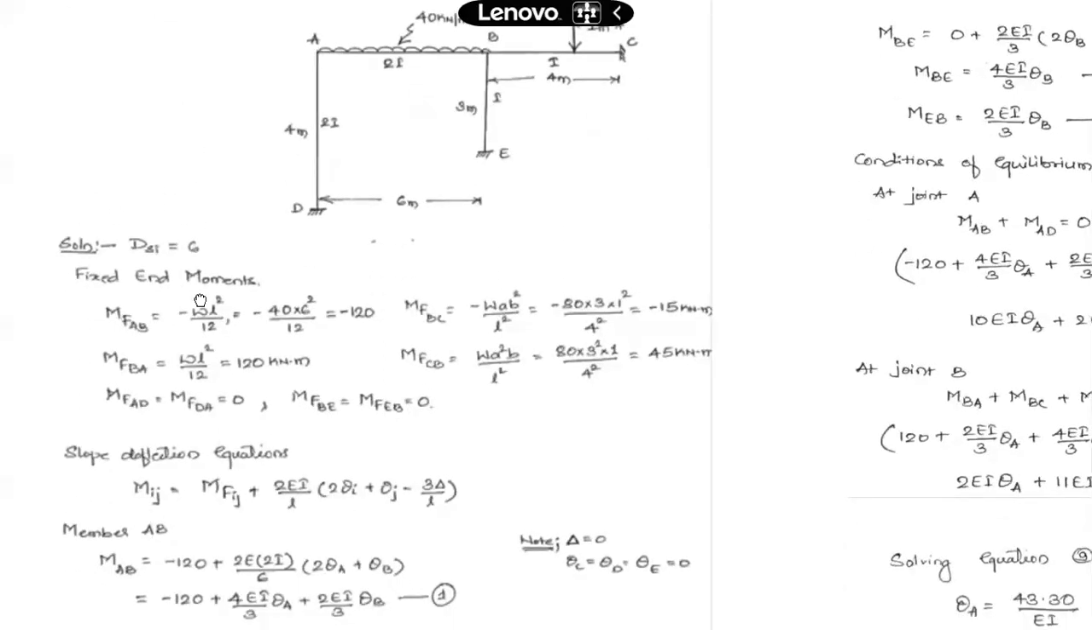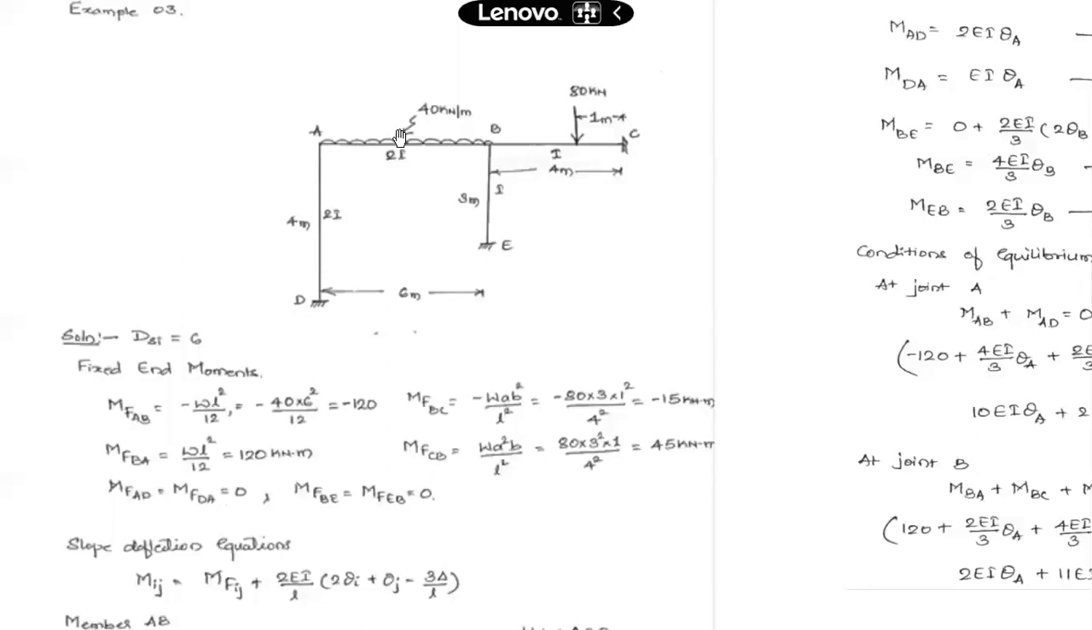So this is a frame. There are two horizontal members, AB and BC, and AD and BE are the two vertical members, mainly the columns. Member AB supports a UDL of 40 kN and has a moment of inertia of 2I. Similarly, AD has a moment of inertia of 2I, whereas member BC has a concentrated load of 80 kN at a distance of 1 meter from support C, and it is a 4 meter span. BE has a 3 meter span and an I value of 1I, and for BC also the I value is 1I.